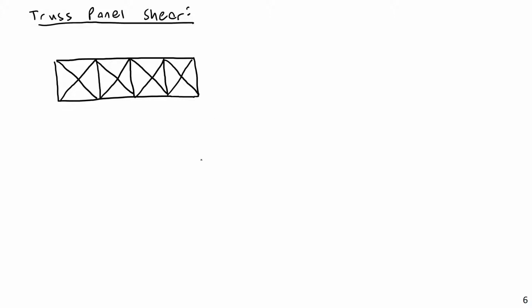Something like this here. Okay, so looking at this, how indeterminate is this? Well, let's look at our good old m plus r equals 2j. So how indeterminate is this? Well, number of members: 1, 2, 3, 4, 5, 6, 7, 8, 9, 10, 11, 12, 13, 14, 15, 16, 17, 18, 19, 20, 21. 21 members. And let's say this is also simply supported for simplicity's sake.